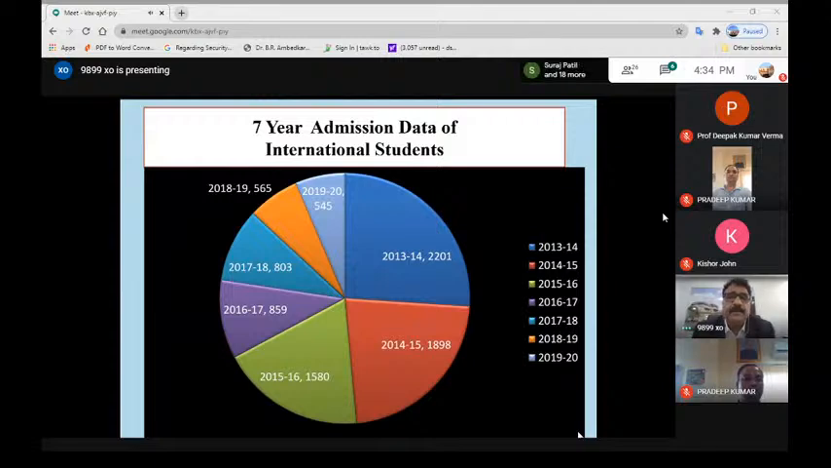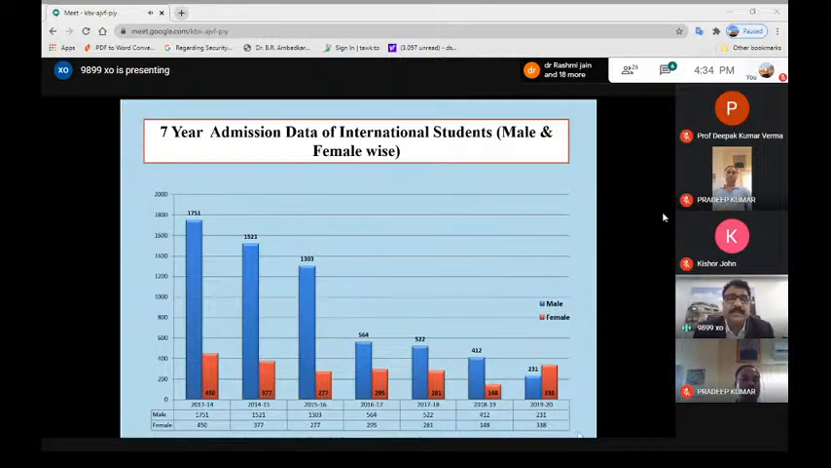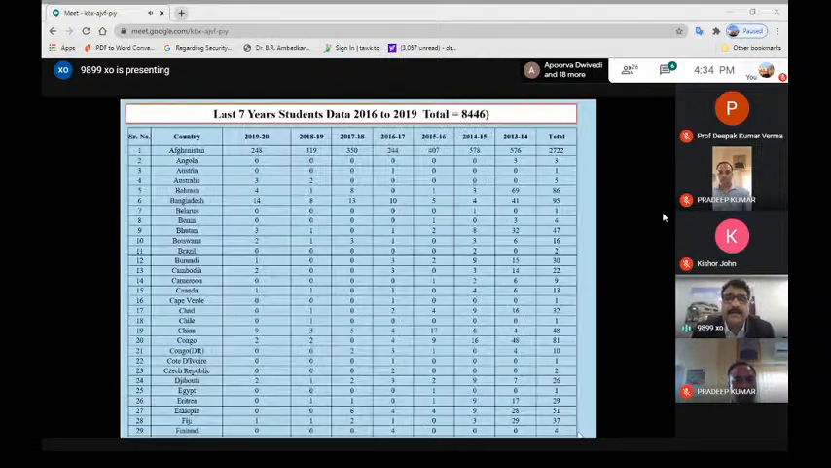Now, I'll give you some statistical data. For the last several years, we are giving more focus on internationalization, and there is a good number of students. When we talk about male and female, we are also giving more focus on internationalization, and the male-female ratio is also compared well in terms of international strategy. We have received a good number of international students.